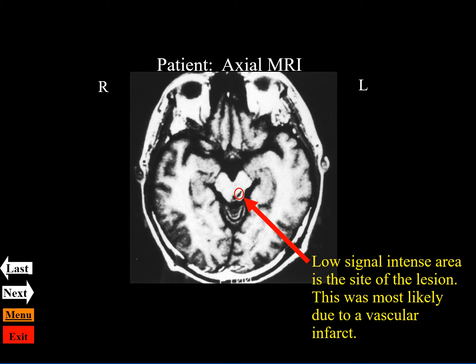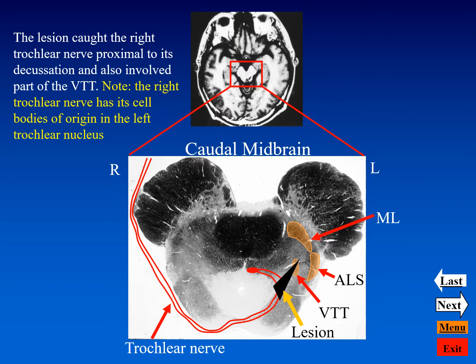And you have that low signal intense area. That's an area where there's a vascular infarct. And you have to think of what structures are in that vicinity. So I've recreated this lesion, this infarct, on this section of the midbrain, so that we can see what structures have been impacted. The trochlear nerve is in the path of that lesion.